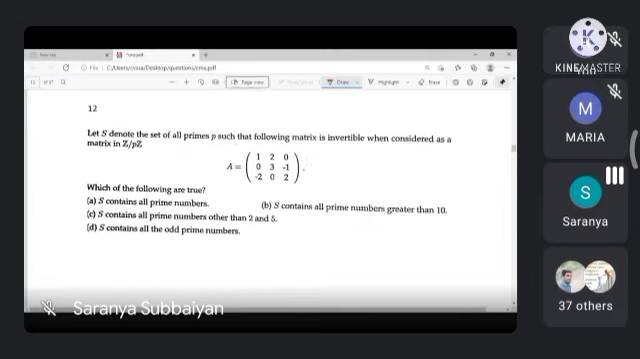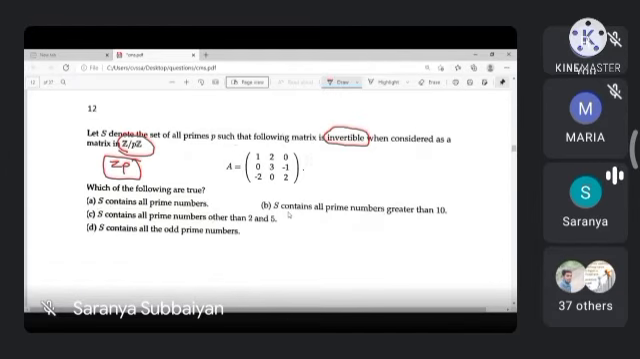Shall I explain the problem? Yes, ma'am. So here, the main clue is that the matrix is invertible. Another one is Z by pZ, which is isomorphic to Zp.